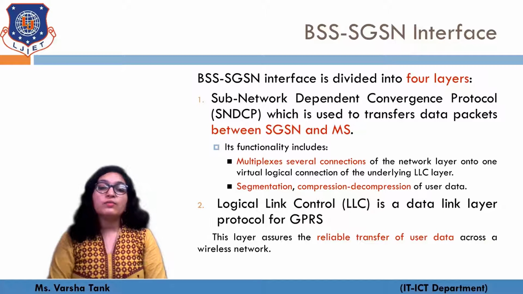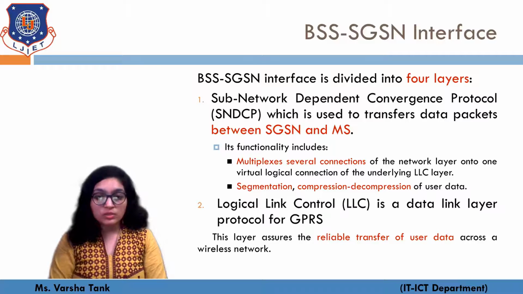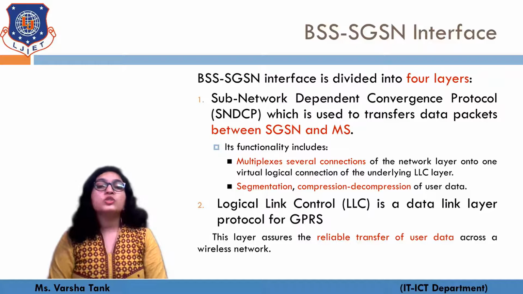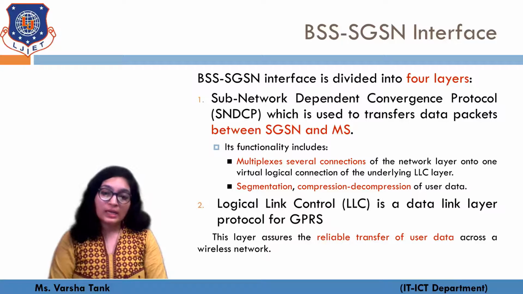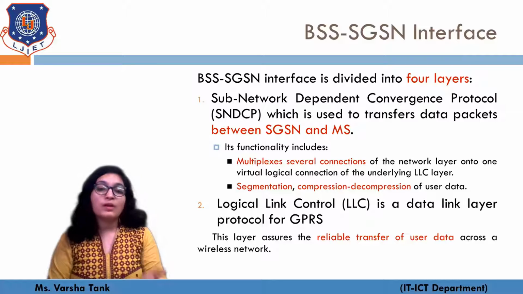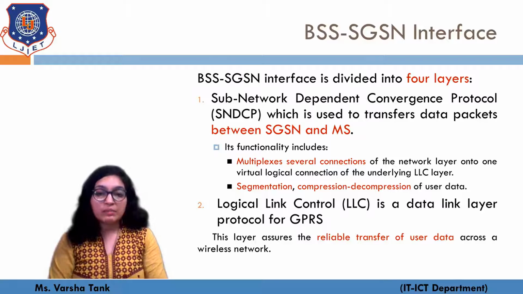Which 4 different layers? First is the subnetwork dependent convergence protocol, known as SNDCP, which is used to transfer the data packets between the SGSN and the mobile station. Its functionality includes multiplexing several connections of the network layer onto one virtual logical connection of the underlying LLC layer. So it provides multiplexing for several connections. Now, all of you are aware that different types of multiplexing exist: TDMA, FDMA, and CDMA are such multiplexing techniques.